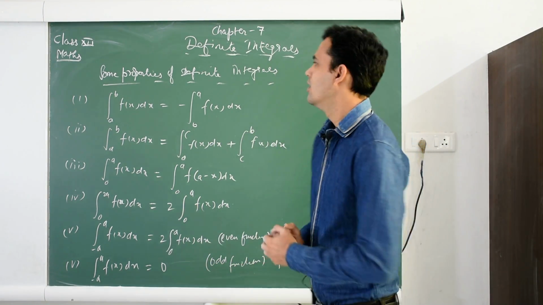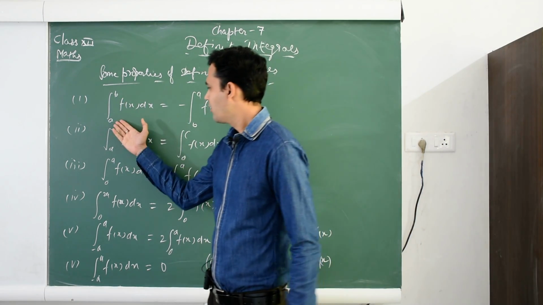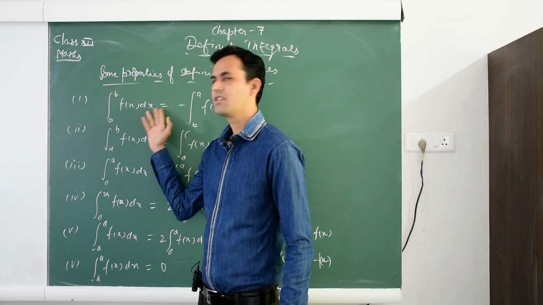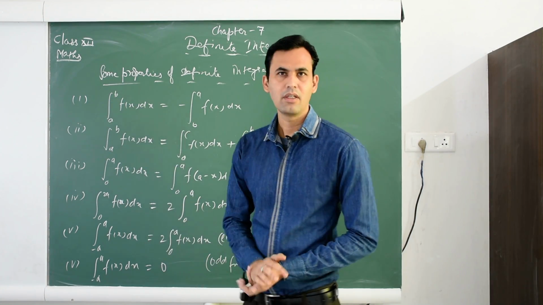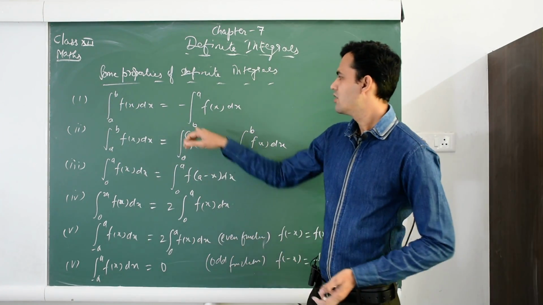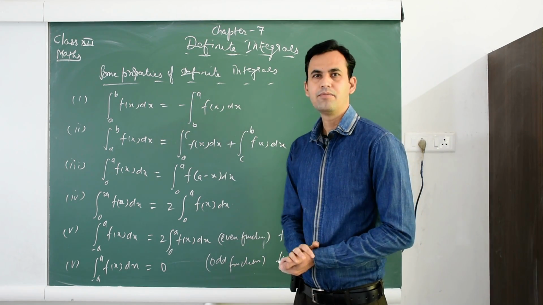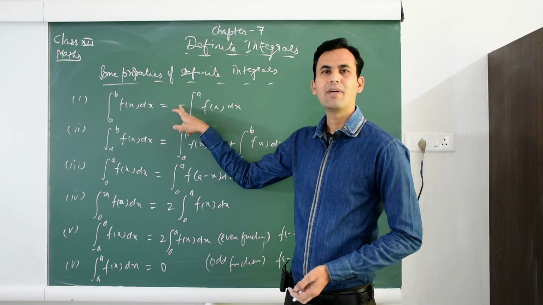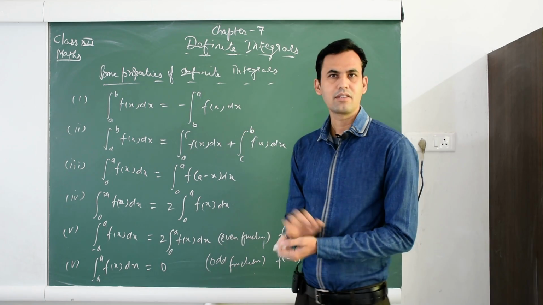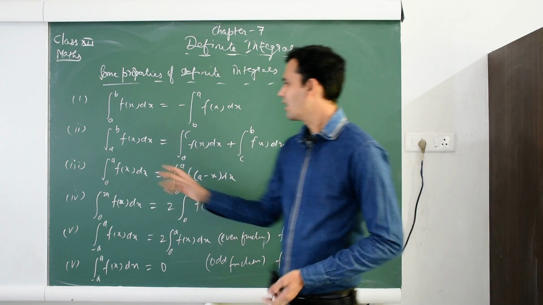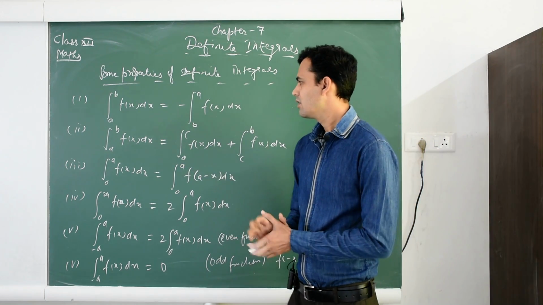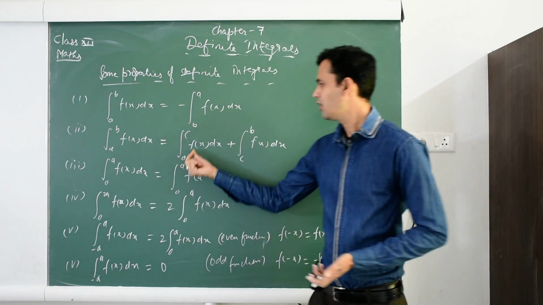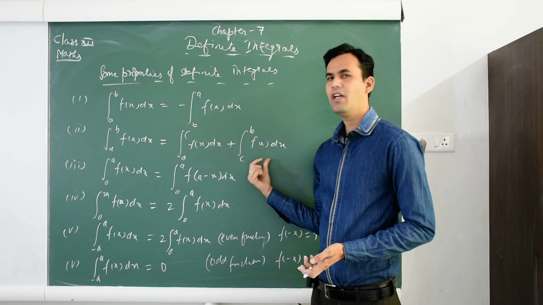point of view. So the first property is, if the limit a to b fx dx, then we change the limit by b to a, and we write it in the form minus b to a fx dx. This is the first property. Second property is a to b fx dx equals to, we split the limit in a to c fx dx and c to b fx dx.